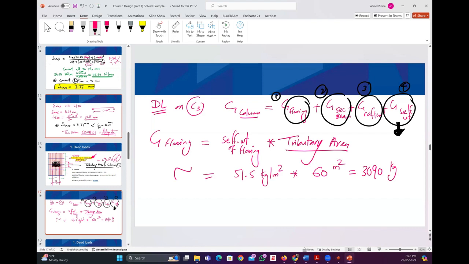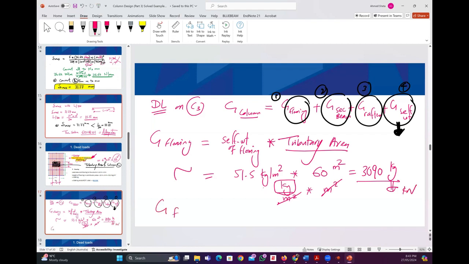So we have kilogram per square meter, multiplied by square meter. What happened to meter with meter? So what is left? Just kilogram. But we need to convert it to kilonewton.